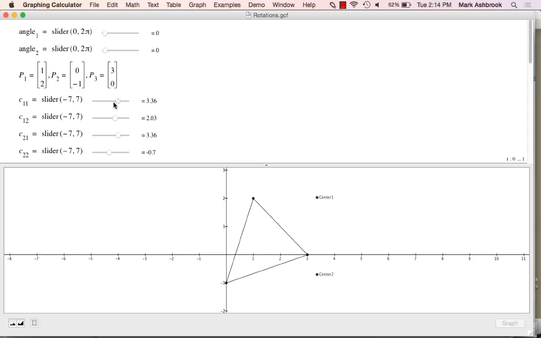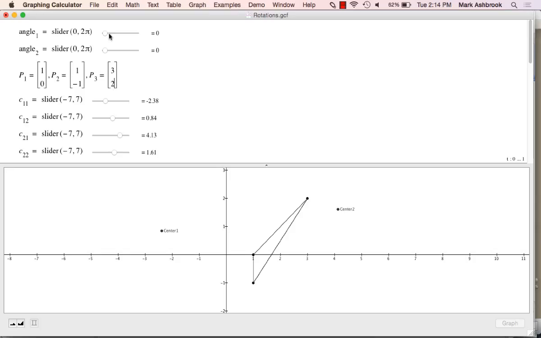You've got center one, which you can use a slider to manipulate its x and y coordinates. Center two, you've also got sliders to change its coordinates. So x equals about 4, y equals 1.61. You can change the three points of the triangle. Here I'll just change it up a little bit: 0, 1, 2. All right, so now I have that triangle based on the coordinates of the vertices.